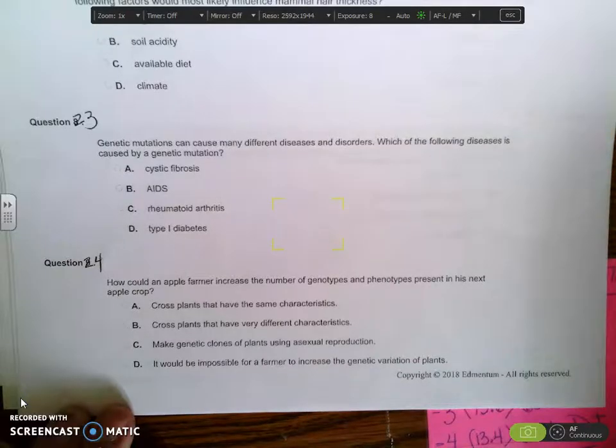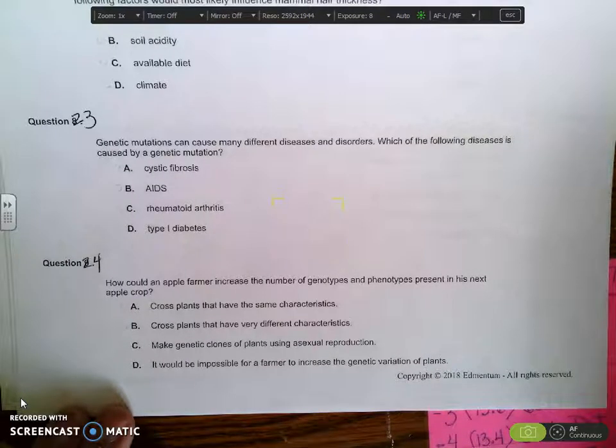Question 23. A. Type 1 diabetes and rheumatoid arthritis are both autoimmune diseases. AIDS is caused by a virus. Cystic fibrosis is caused by a defective chloride ion transport gene. During cystic fibrosis, mucus clogs organs including the lungs, liver, and pancreas.